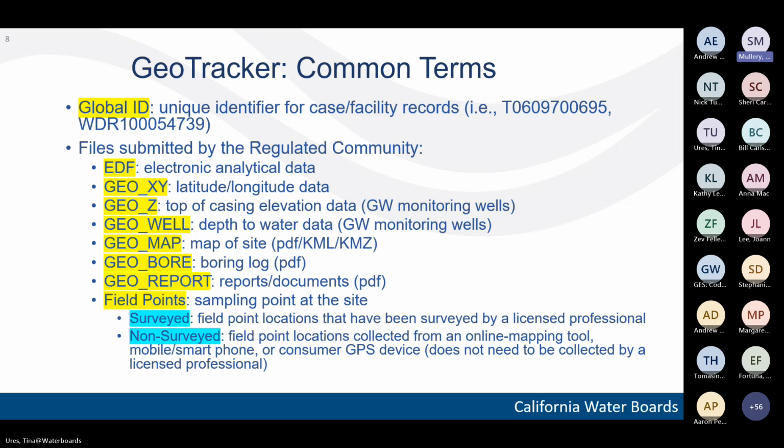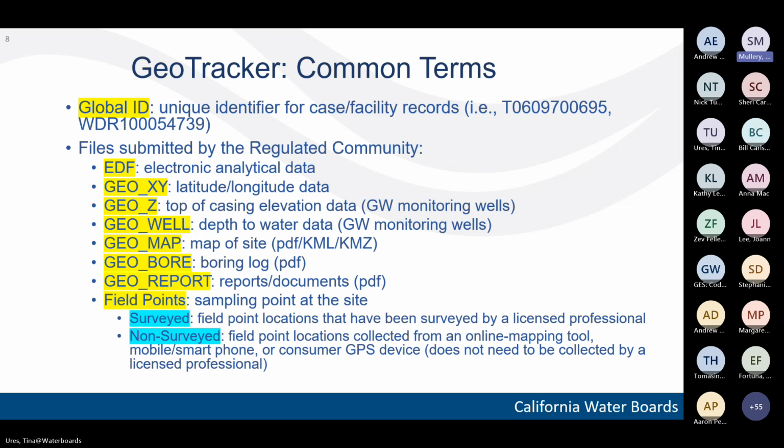One is the surveyed field point classification. In our code, the California Code of Regulations, or our ESR requirements, we really want to have groundwater monitoring wells surveyed and provided into GeoTracker. That said, there's a number of other field point classifications that we have in GeoTracker, and some of our programs do want to have that information in the system, as it could be definitely useful in terms of data review.